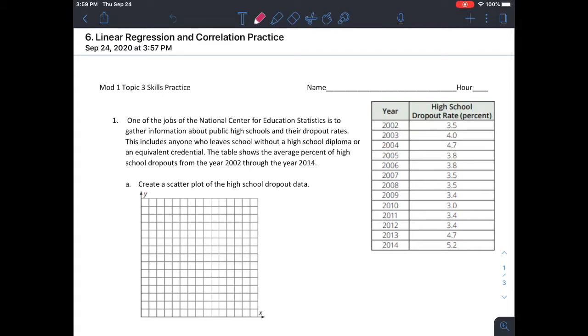So for this first one, one of the jobs of the National Center for Education Statistics is to gather information about public high schools and their dropout rates. This includes anyone who leaves school without a high school diploma or an equivalent credential. The table shows the average percent of high school dropouts from the year 2002 through the year 2014. So our first job is to create a scatter plot of the high school dropout data. So we'll do that really quickly.